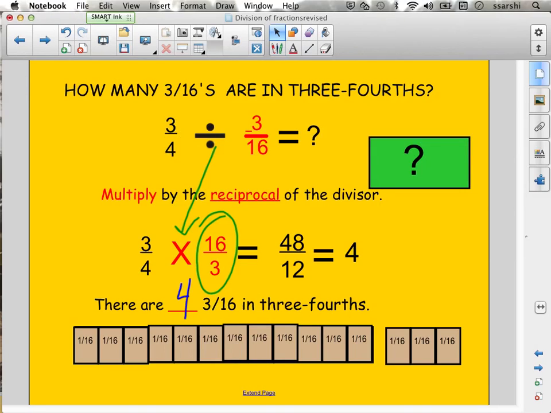So that covers our lesson in division of fractions.